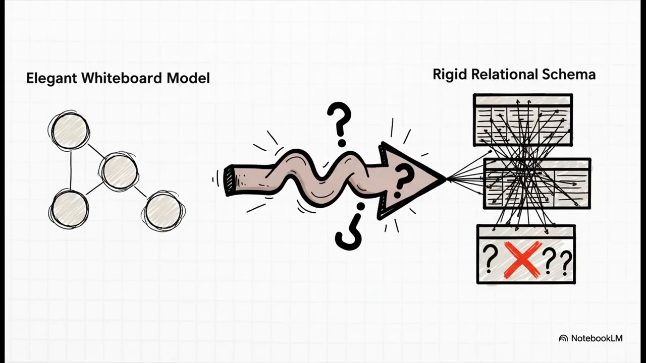But then comes the tough part. To get that beautiful, simple whiteboard drawing into a relational database, you have to twist it and force it into a rigid schema. You start adding foreign keys everywhere, and even worse, you create these extra tables, join tables, whose only job in life is to connect your other tables. The clarity of your original idea just gets lost in translation.